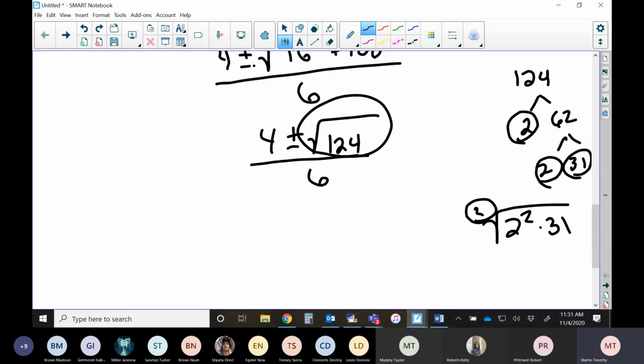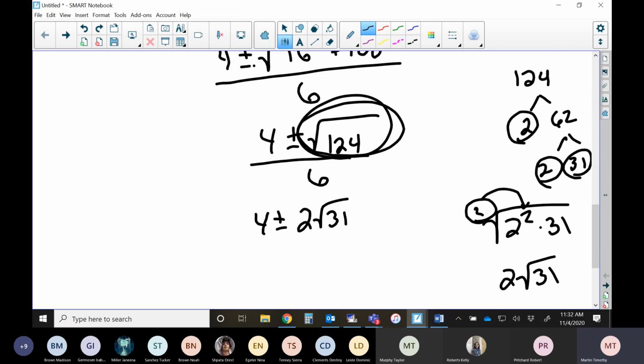There's an imaginary 2 here. How many times does 2 go into that? That tells me I can get a 2 out, but the 31 has to stay inside. And so I end up with 4 plus or minus, instead of the square root of 124, that's simplified to 2 square roots of 31. These two things are the same exact. This is just the simplified version.